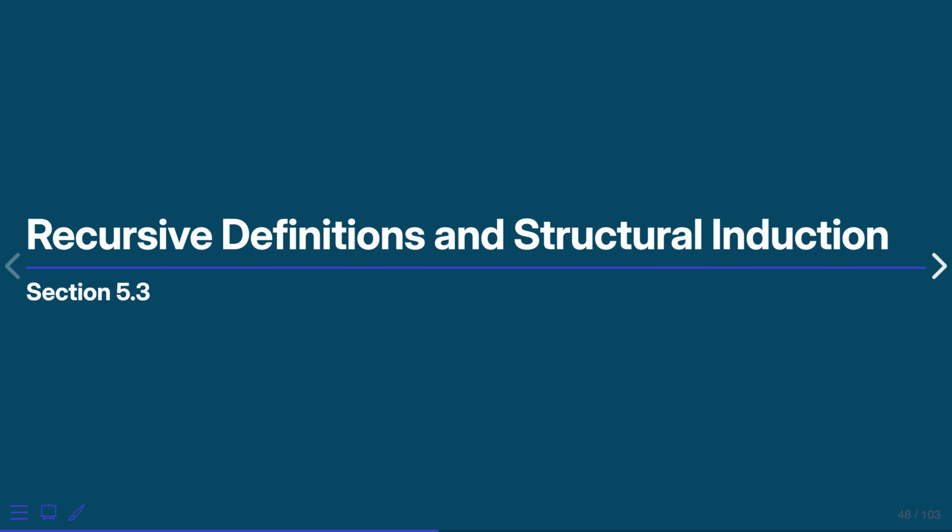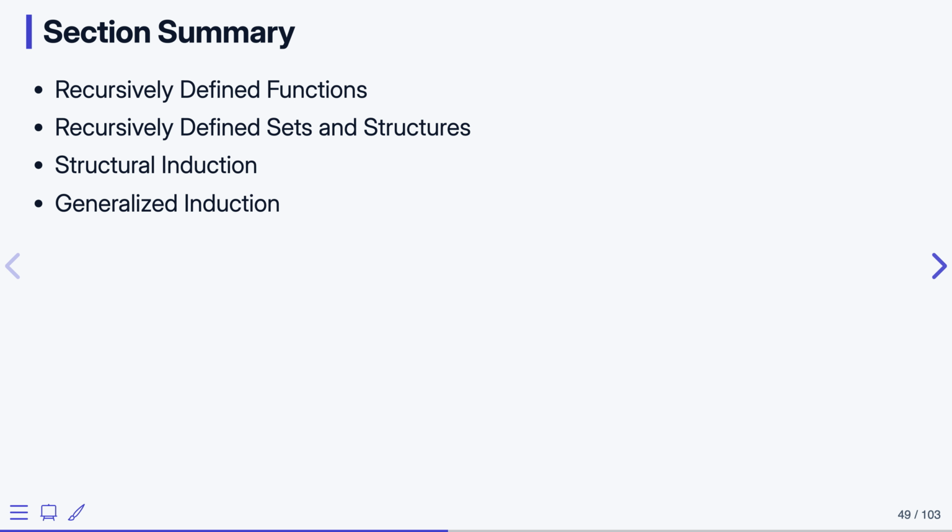Now we turn to a new idea called recursion. A recursive definition builds a thing out of smaller copies of the same thing. This is the plan for the section, 4 things. First, we define functions step by step. Second, we define sets step by step. Third, structural induction. It proves facts about sets built by recursion. And last, generalized induction, a wider version of the same idea.